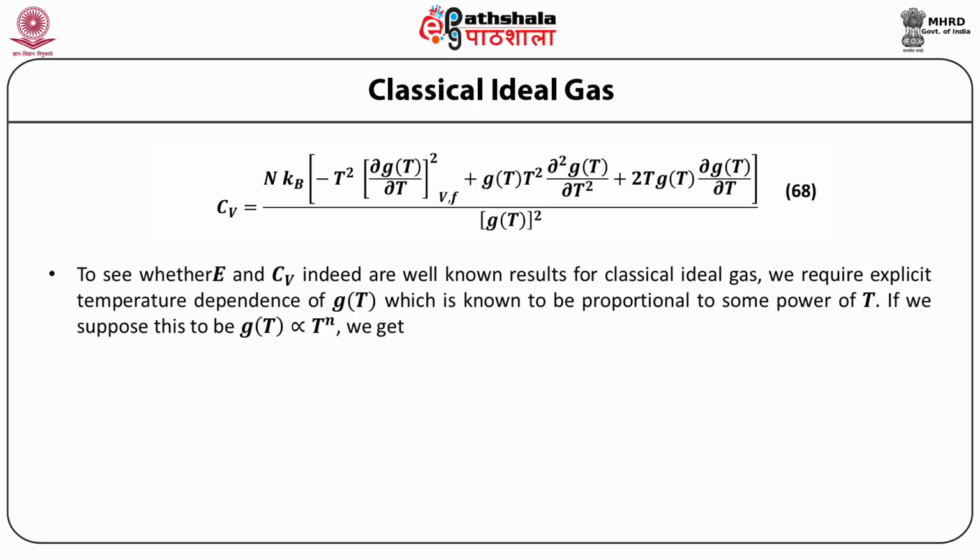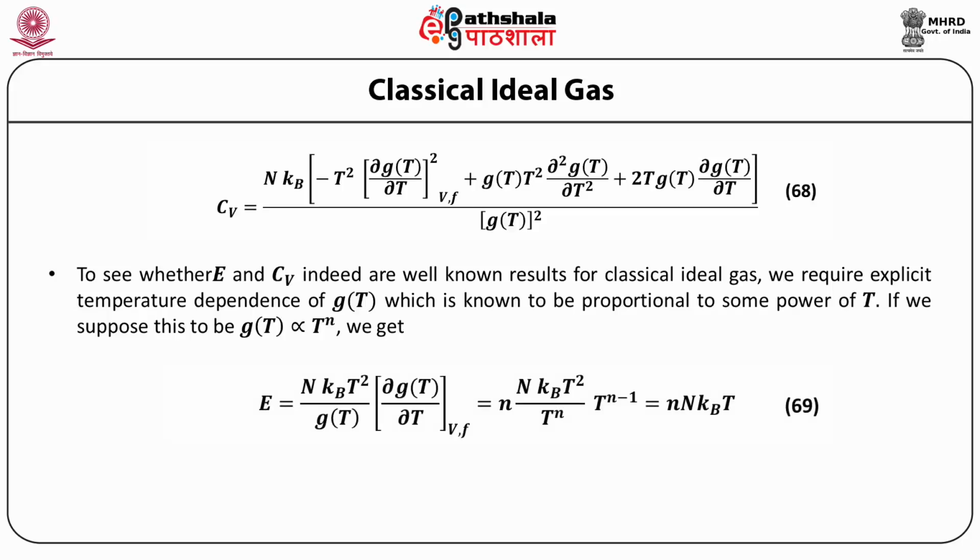which is known to be proportional to some power of T. If we suppose g(T) is proportional to T raised to power n, we get the internal energy n kBT square divided by g(T) multiplied by the partial derivative of g(T) with respect to T at constant volume and constant fugacity, which is equal to n times capital N kBT square divided by T raised to power n multiplied by T raised to power n minus 1, which is equal to small n times capital N kBT.